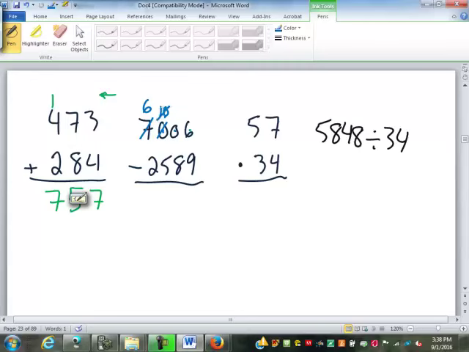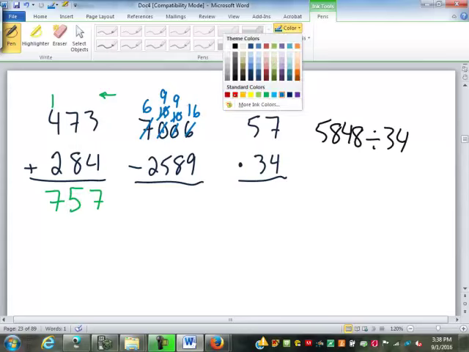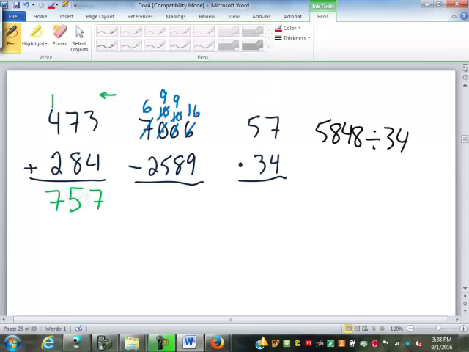So we have to keep borrowing. Borrow, and that's a 9. Now this becomes a 10. Borrow again, that's a 9, and now this is a 16. And now we have everything borrowed to where we need it. 16 minus 9 is 7. 9 minus 8 is 1. 9 minus 5 is 4. And 6 minus 2 is 4. 4417. How many had that? Okay.